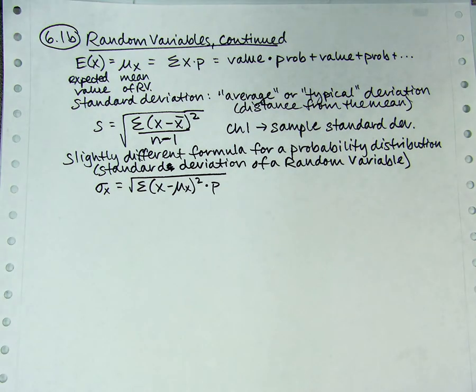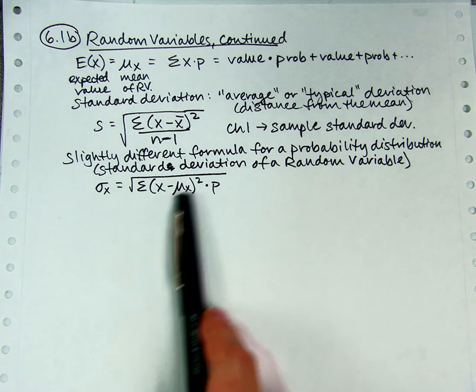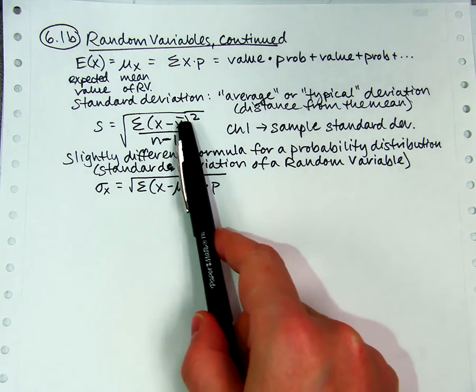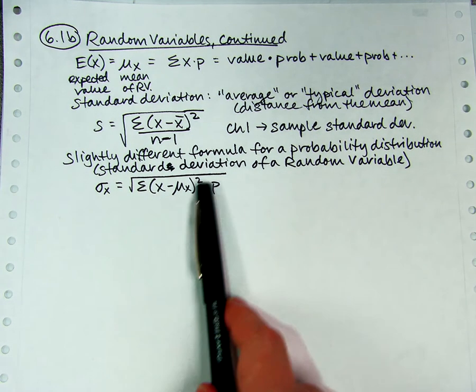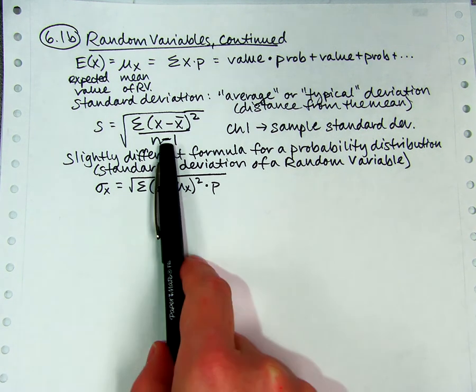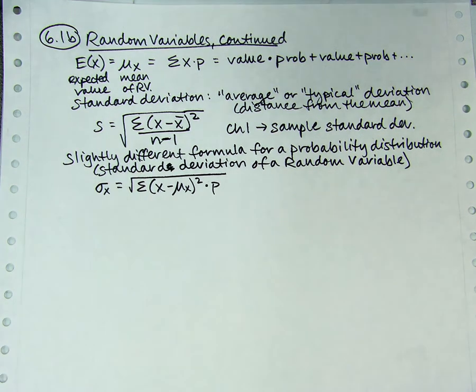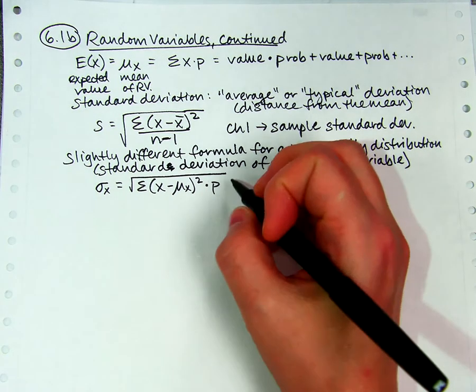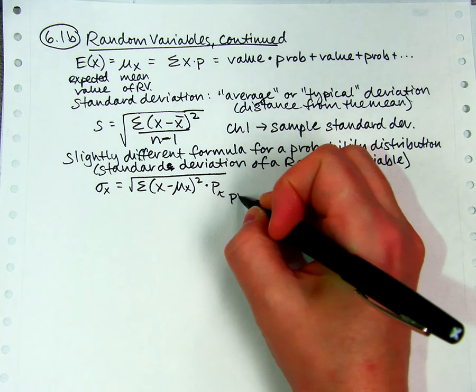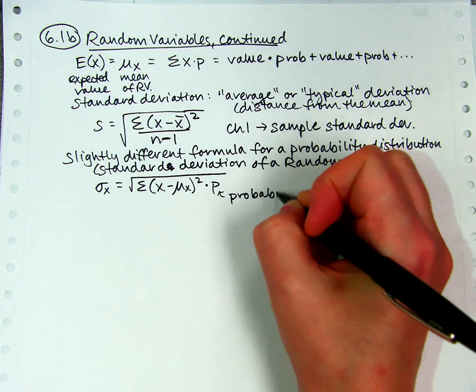So I hope you notice that we are still doing x minus the mean of x. We're calling it mu now because it's a population mean instead of a sample mean. And then we're still squaring that. That's still the squared deviations and adding them all up. And then dividing, instead of dividing by n minus 1, we're technically dividing by n because that's what this p is. This p is the probability of that value happening.